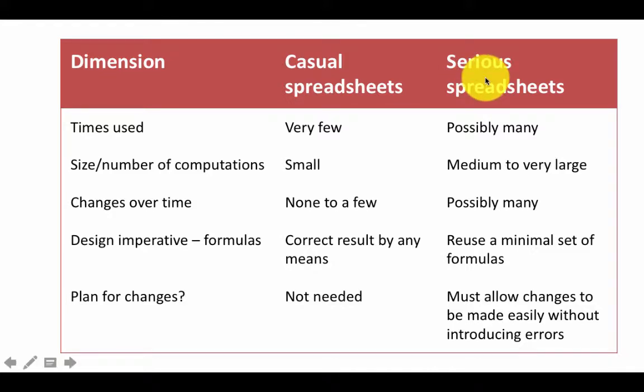Whereas serious spreadsheets would possibly be used many, many times. For example, in a company, they may create a spreadsheet to do some routine operations. They create the spreadsheet once, and then they may end up using it week after week after week, or month after month after month. So that's a spreadsheet which is serious and is used many, many times after it's created.